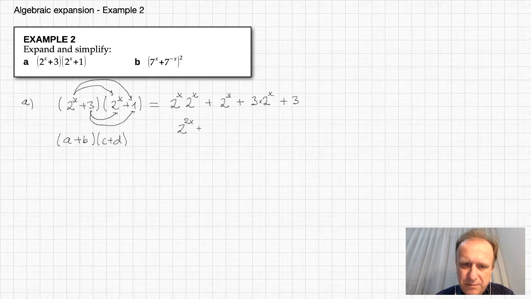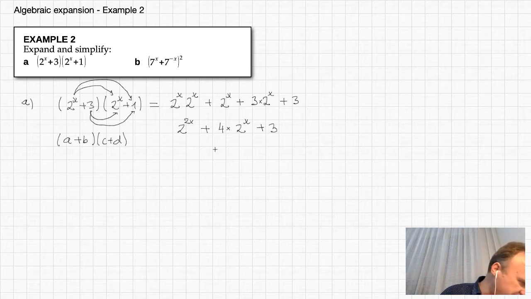plus, now you can see that the second term and the third term are actually like terms, because here we have one lot of 2 to the power of x, and here we have 3 lots of 2 to the power of x. So if you put it all together, you end up with 4 lots of 2 to the power of x. So it's 4 times 2 to the power of x, and finally we have the number 3. And this should be the final result.